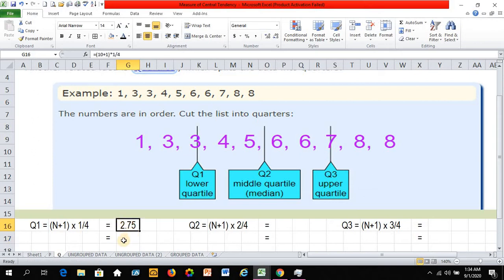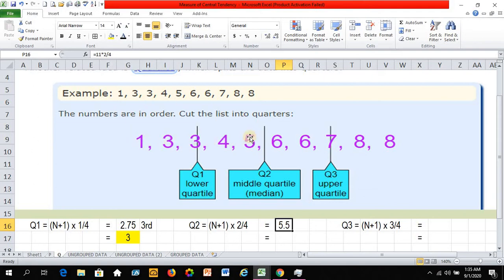Now, para mas madali, i-round off natin, magiging third observation na ito. So, hanapin mo yung pang third: first, second, third, so ang sagot dyan ay 3. Next, yung quartile 2. So, I have capital N plus 1, that's 11, times 2 divided by 4. Wala akong equal sign. Lagyan ko ng equal sign. So, 5.5.